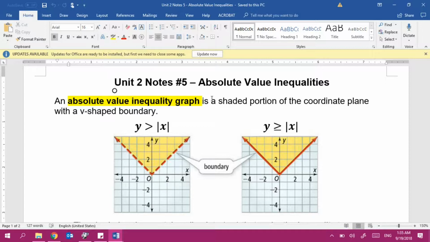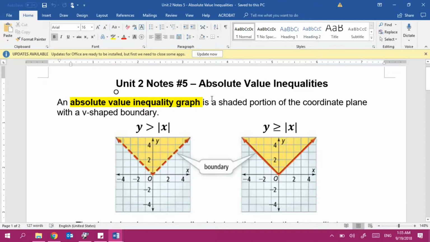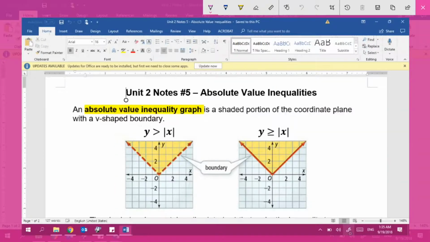Today, notes number 5, Unit 2, and it's going to be all about absolute value inequalities. So, an absolute value inequality graph is a shaded portion of the coordinate plane with a V-shaped boundary. We can see on these two examples, the graph is going to look like this. It's pretty much exactly an absolute value graph, except the important thing here is, one, the line is either dashed or solid, and there is a shaded section.